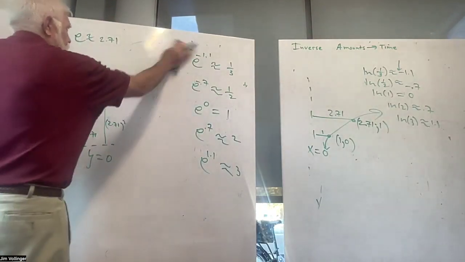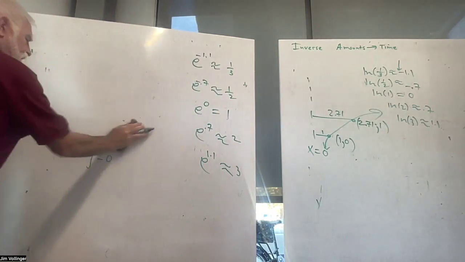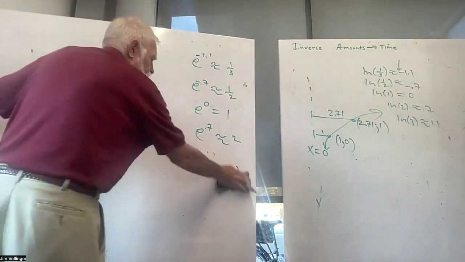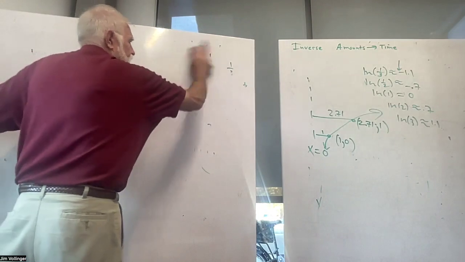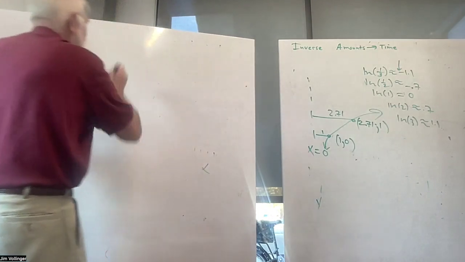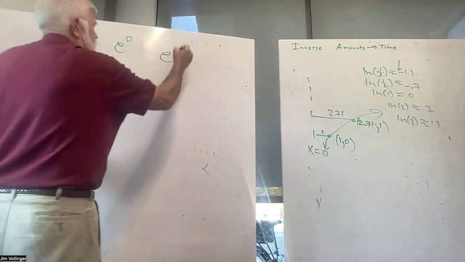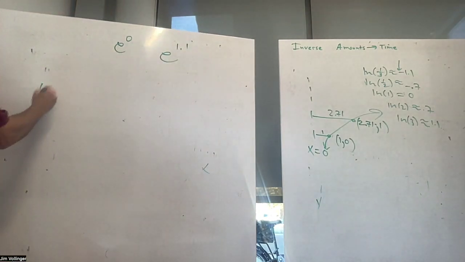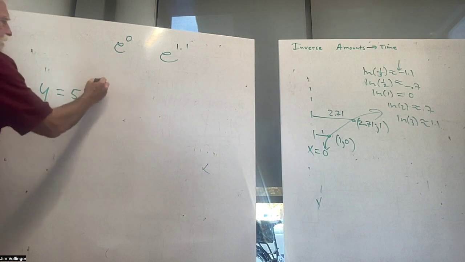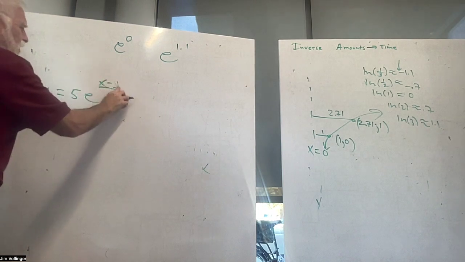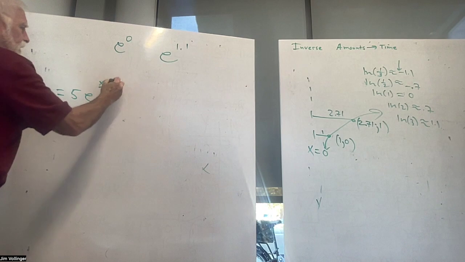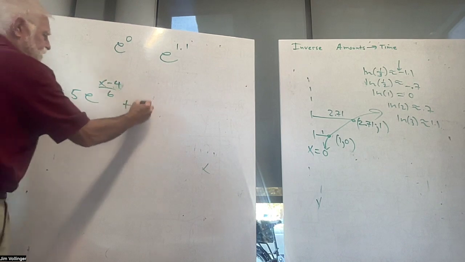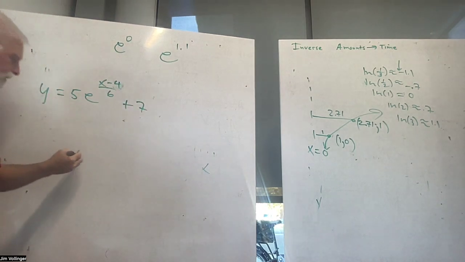And I'll try to do the inverse, and it may be interesting because I convert e to the x functions into a standardized triplet. I use e to the 0 and I use e to the 1.1. So let me just do something real quick here. So y equals 5 e to the x minus 3. Now I don't want a 3 because I'm going to use tripling. X minus 4 over 6 plus 7. So how do I graph that?